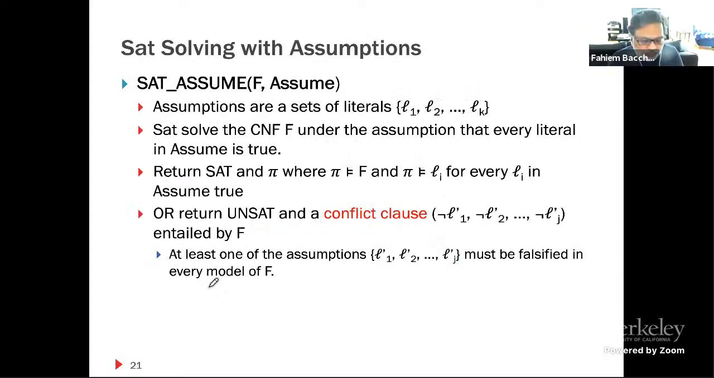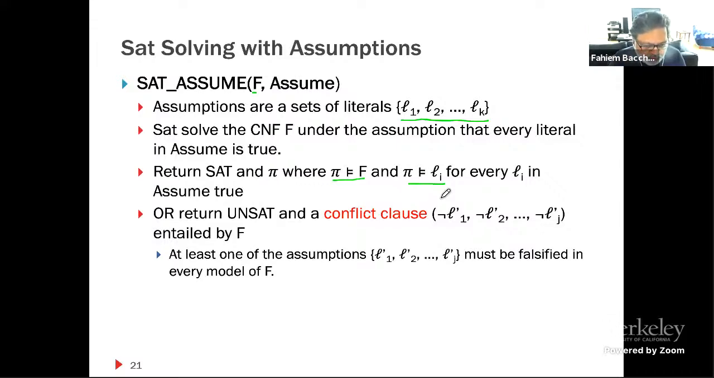And then the final component that we're going to use in describing MaxSat type procedures is SAT solving with assumptions. And the way this works, if you've not seen it before, is that you have a formula, a CNF formula F, and you have a set of assumptions. And these assumptions are literals that you're going to assume. And you're going to ask the SAT solver to solve F subject to those assumptions. The SAT solver will return SAT if it can find a truth assignment that satisfies the formula F and as well makes every assumption true. So it satisfies every literal in the assumptions.